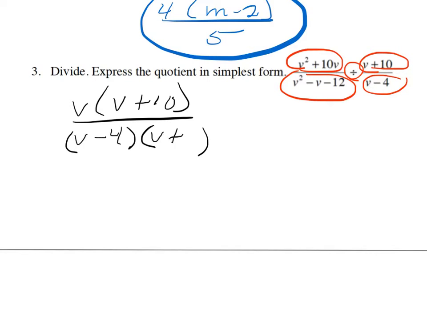so it's going to be v minus 4 and v plus 3, and I'm going to change that sign to multiplication, and we're going to flip it, so it's going to be v minus 4 over v plus 10. Now, let's see, will anything divide out?